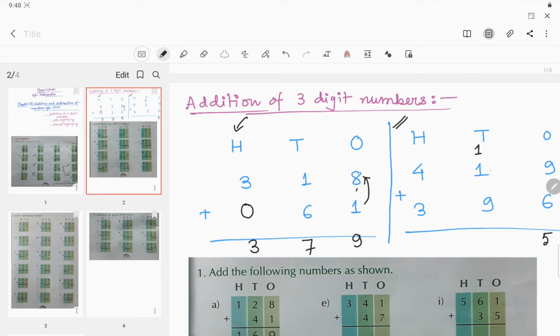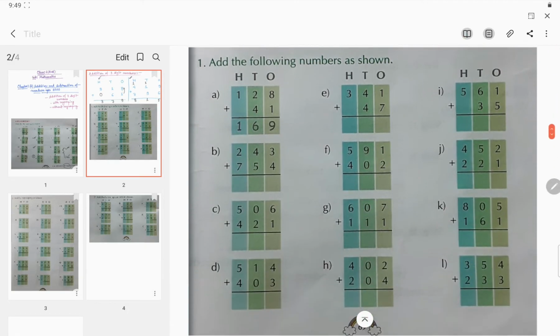Now you add 9 plus 1 is 10. 10 plus 1 is 11. That is 11 tens. 11 tens means 100 and 1 tens. So you have to put here 1. And again there is another one, that is 100. This 100 will be carried over. So I have put this one in the hundreds place. So 3 plus 4 is 7. 7 plus 1 is 8. So this is the process to solve the addition for 3-digit numbers.